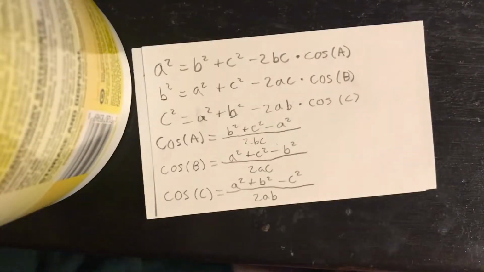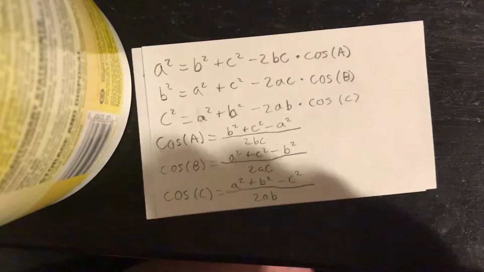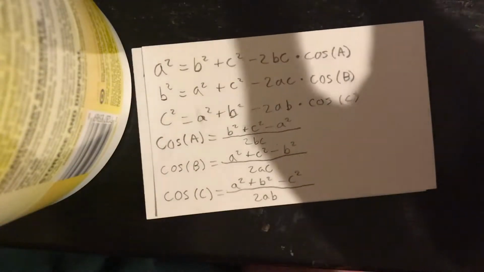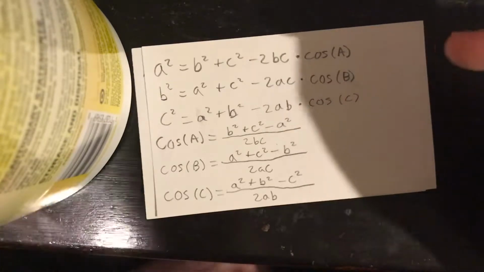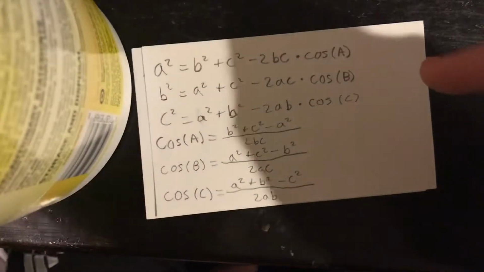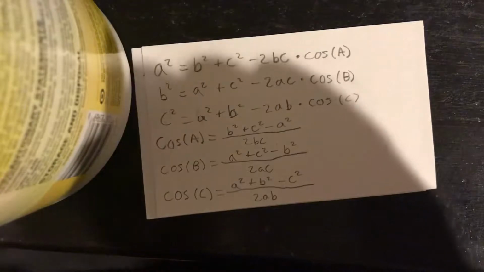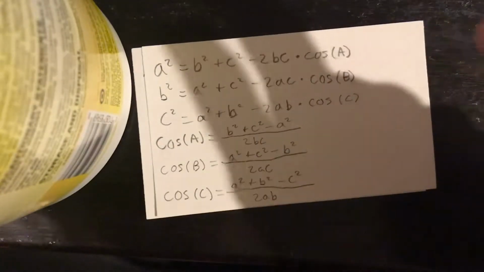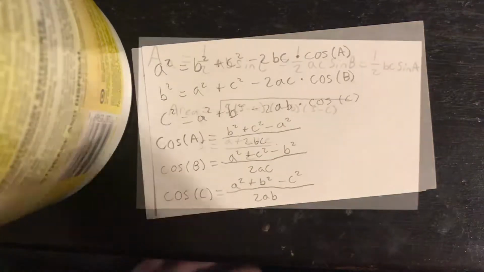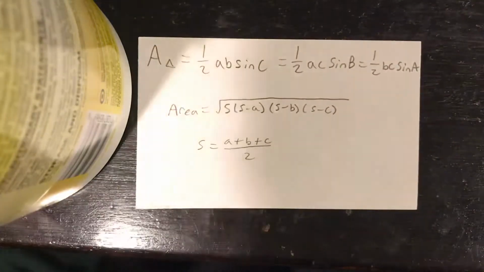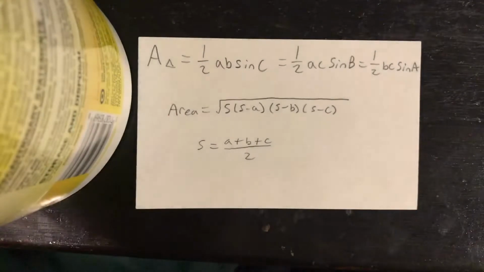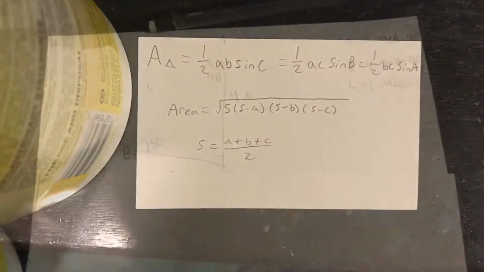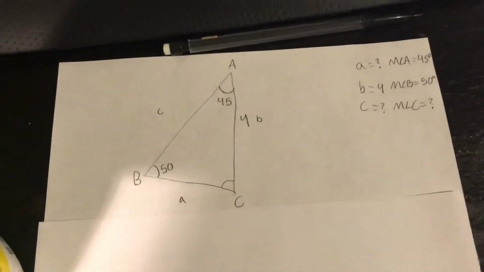Our next concept is the law of cosine. Here are the equations for the law of cosine. You use the law of cosine when you do not have an angle or a side that has a corresponding angle or side. Next up is the area of the triangle. Here are the equations to find the area of the triangle. So let's hop into some problems.